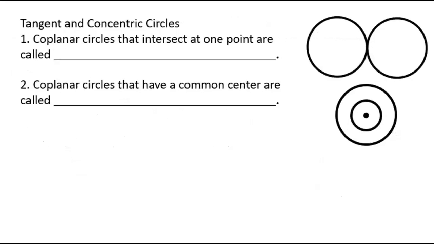Another vocabulary we have are tangent circles. So these are tangent circles because they touch each other at one place. They intersect at one place. And we have what are called concentric circles, which are circles that have the same center, like a bullseye.